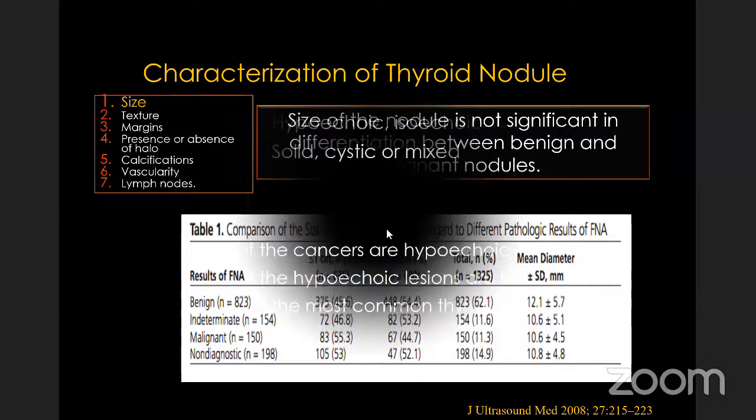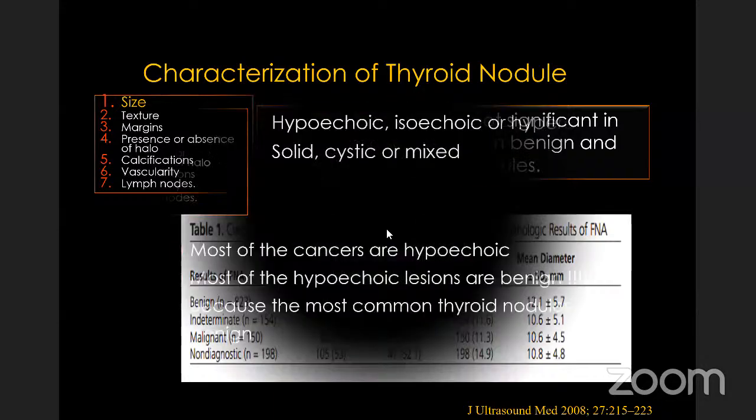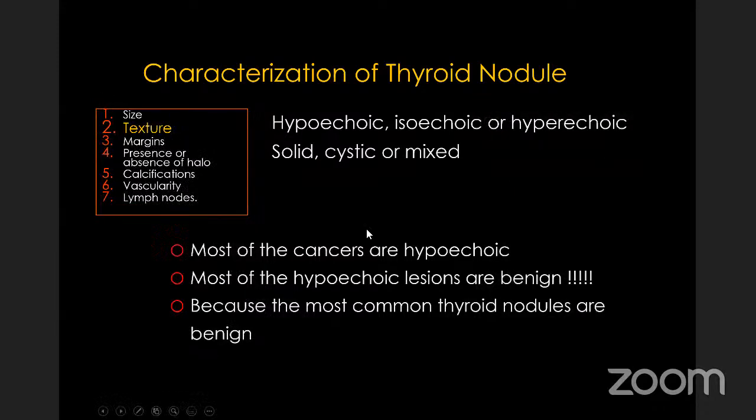The next characteristic is in the texture and echogenicity of the thyroid nodule. It can be hypoechoic, isoechoic, or hyperechoic. It can also be solid, cystic, or mixed. Most of the cancers are hypoechoic, but the dilemma is that most of the hypoechoic lesions are also benign, because most of the common thyroid nodules are benign. So there must be another feature.